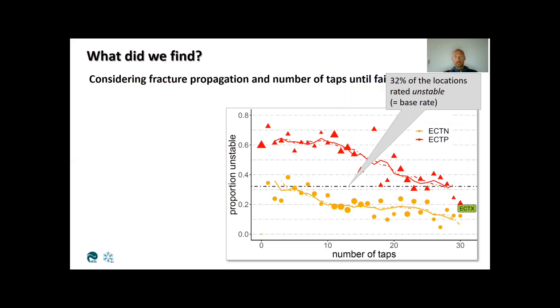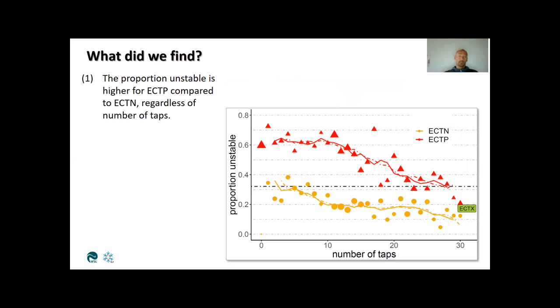There's another very important line in this graph, and that is, in our data set, we had 33% of the locations which were unstable, and this is our base rate, which we compare all our findings to. If we now look at this graph, we see, firstly, that regardless of the number of taps required to initiate a fracture, the proportion unstable is much higher for ECTPs compared to ECTN or ECTX.